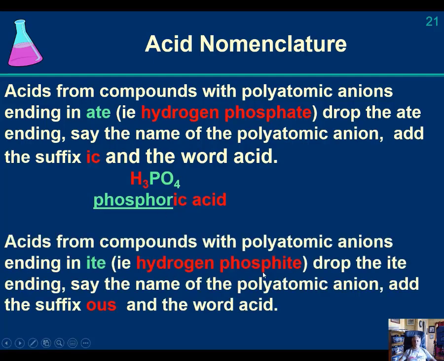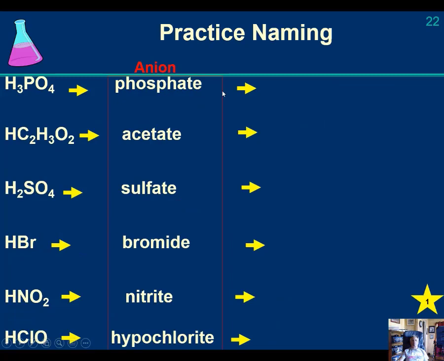What about hydrogen phosphite? That's going to be H3PO3. Well, you've got an ITE, so you drop the ITE, you add the suffix OUS, and then the word acid, so this becomes phosphorus acid. Let's do a little bit of practice, all right? So I'll give you just a moment with each one.